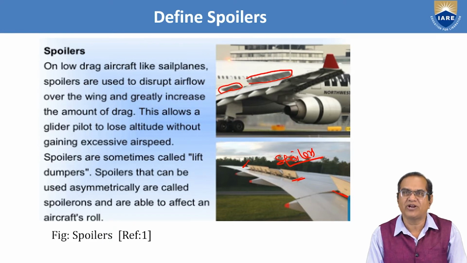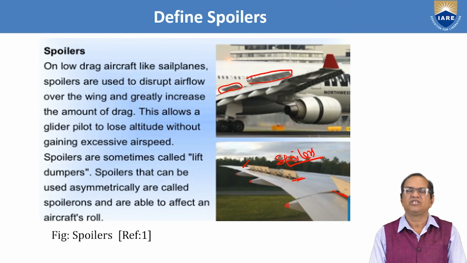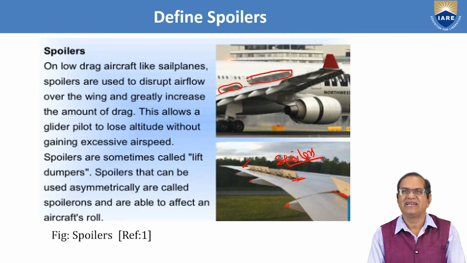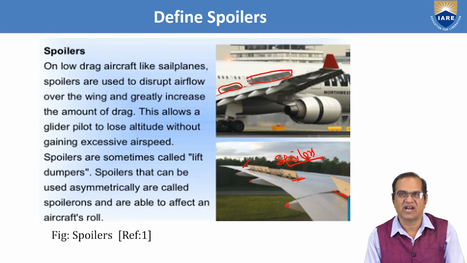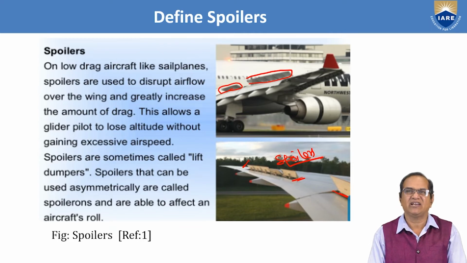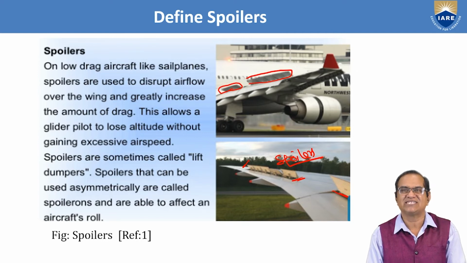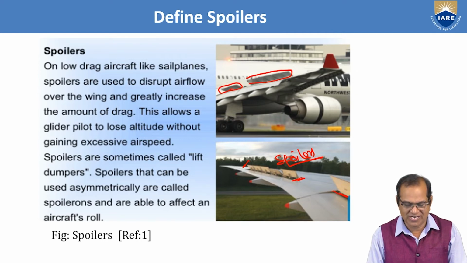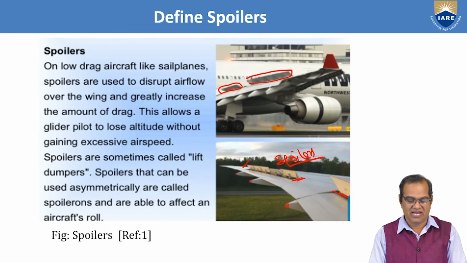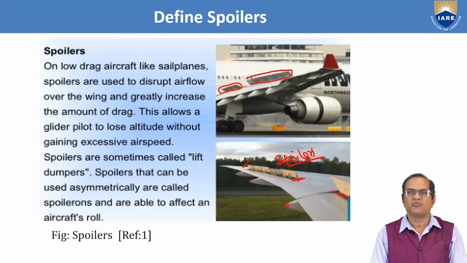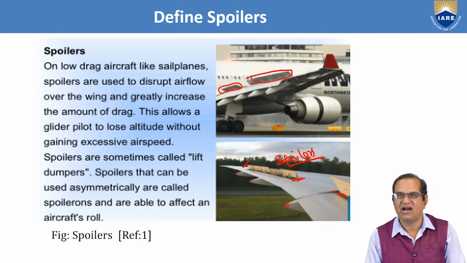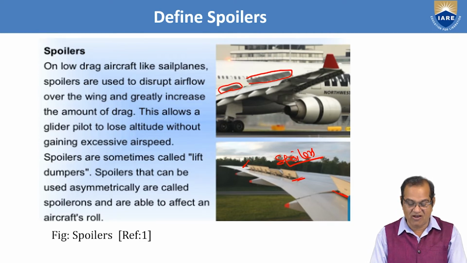On low drag aircraft like sailplanes, spoilers are used to disrupt airflow over the wing and greatly increase the amount of drag. This allows a glider pilot to lose altitude without gaining excessive airspeed. Spoilers are sometimes called lift dampers. Spoilers that can be used asymmetrically are called spoilerons and are able to affect an aircraft's roll.